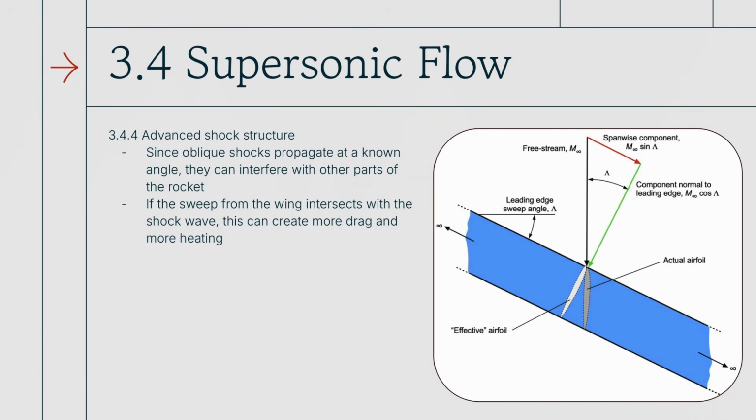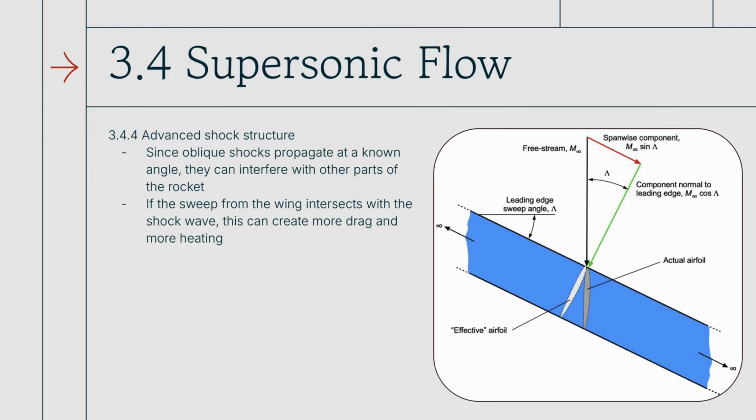All right, let's talk about a little bit more advanced shock structure. Oblique shocks propagate at a known angle. I told you that already. They can interfere with other parts of the rocket. For example, if I have fins on the bottom of the rocket and my vehicle is a lot shorter and I'm going super, super fast, then the shockwave from the tip of the rocket might interfere literally with the fins. This is really hard to do, but if you're going fast enough, it can happen.